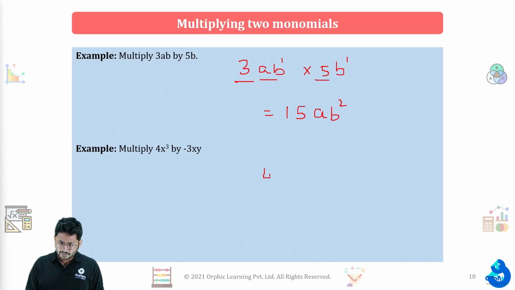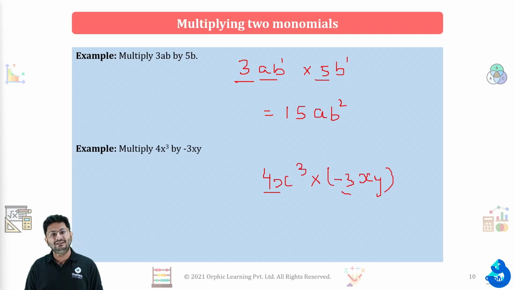Similarly, 4x cube into minus of 3xy. So first of all, 4 into minus 3 is equal to minus 12. X to the power 3 into x to the power 1, that will become x to the power 4 and y to the power 1 as it is.